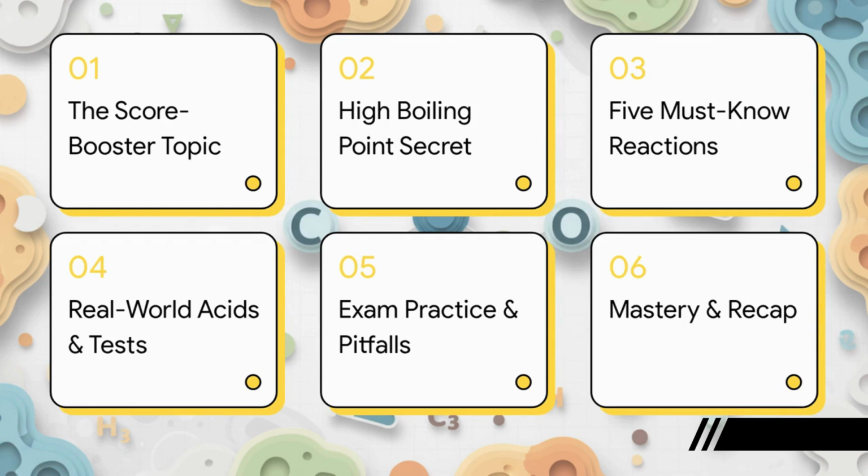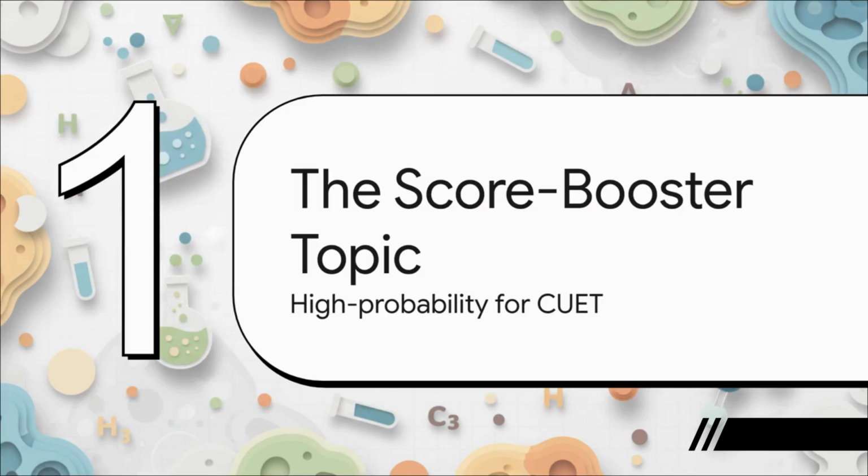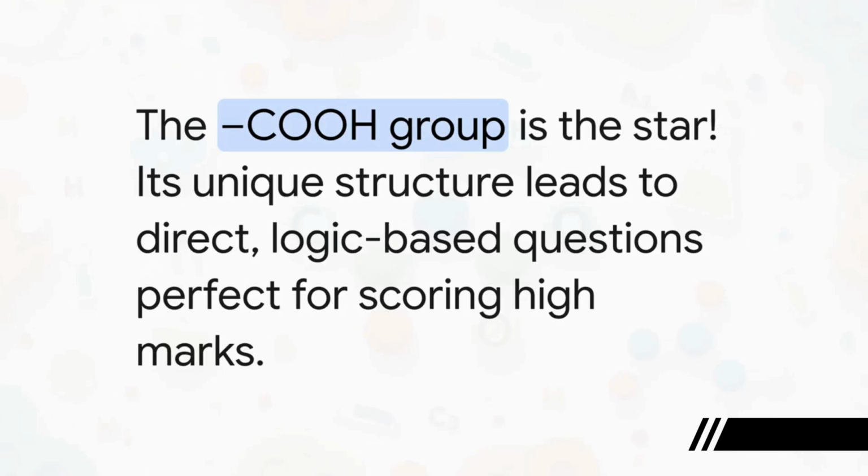Let's get into it. So first things first, why is this topic such a big deal for CUET? Well, it's simple, really. The questions they ask from this chapter are super direct, they're logical, and they're just perfect for testing your fundamental concepts without any crazy complicated tricks. The whole story, everything, revolves around this one guy, the carboxyl group, or minus C double bonded to an O. Its unique structure is what gives it all its special powers.